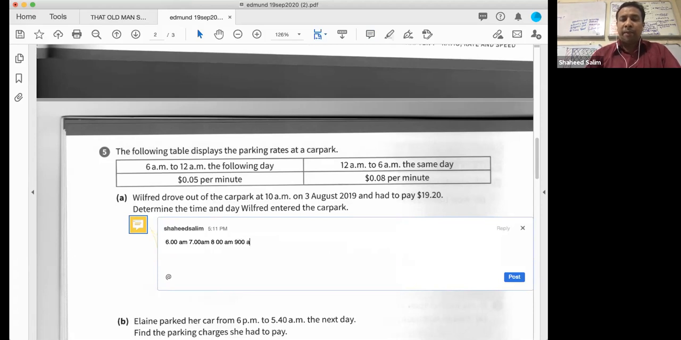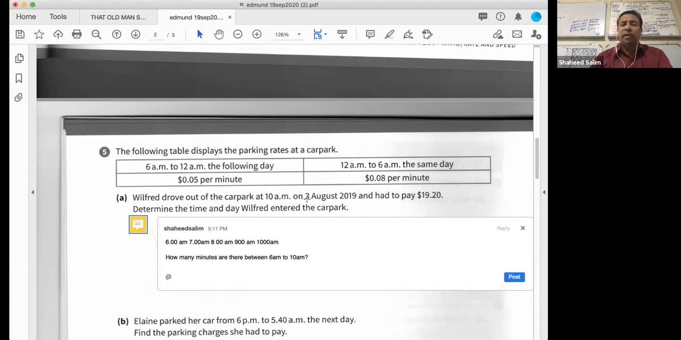Continue to 9 a.m. and then 10 a.m., which is the time he left the car park. So from 6 a.m. to 10 a.m., first of all, we need to find the number of minutes first. How many minutes are there between 6 a.m. to 10 a.m.? Can you find that out first? How many minutes are there between 6 a.m. to 10 a.m.?